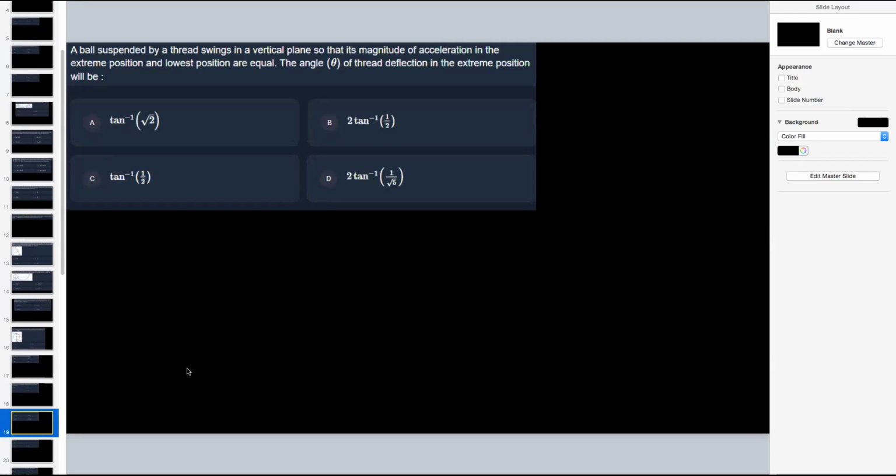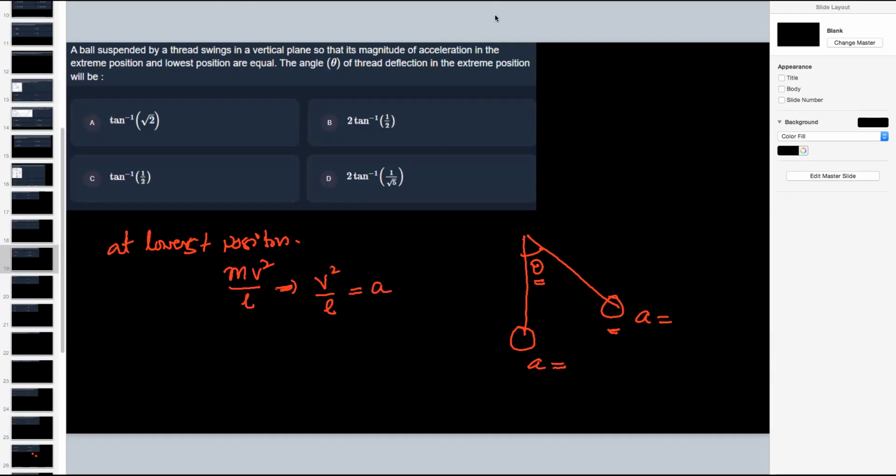A ball suspended by a thread swings in a vertical plane so that the magnitude of acceleration in the extreme position and lowest position are equal. The angle theta of the thread deflection at the extreme position will be what is given in your problem.